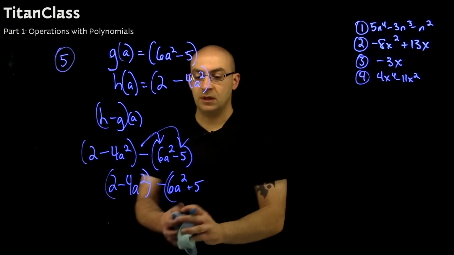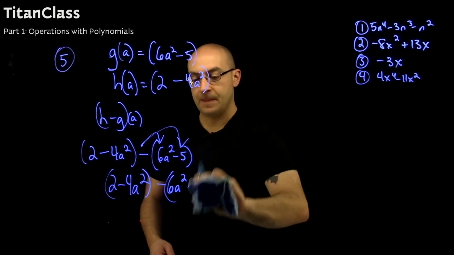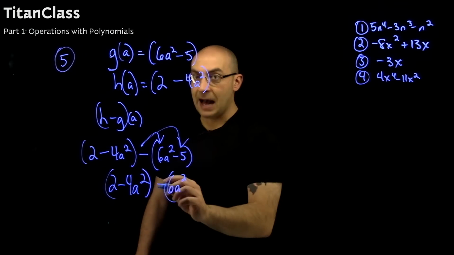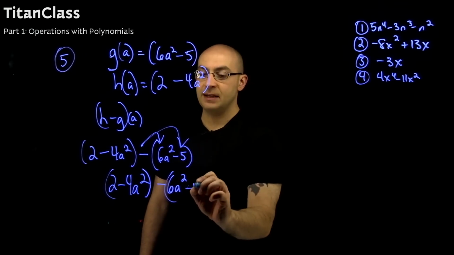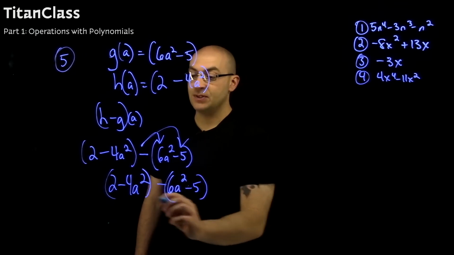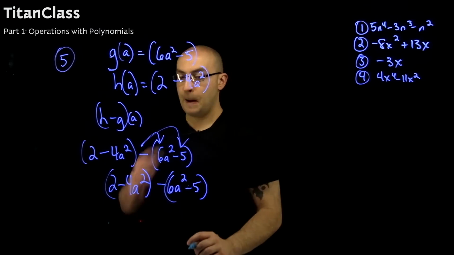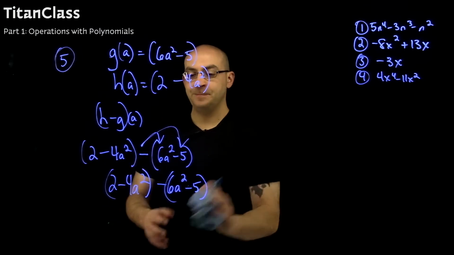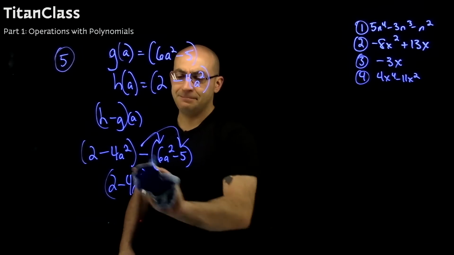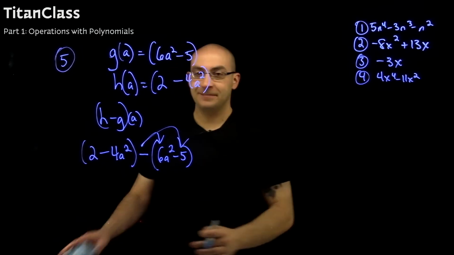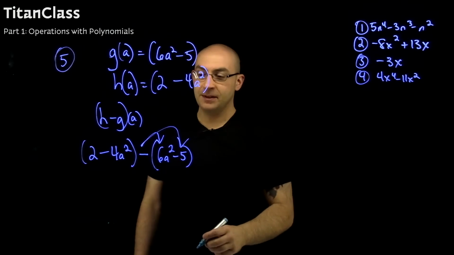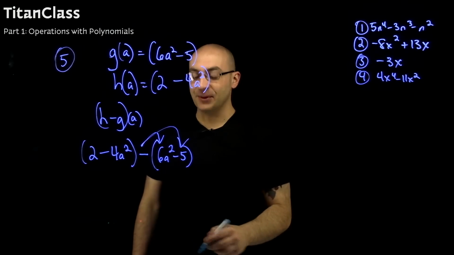Ooh, I jumped ahead too many steps. Minus the quantity of 6a squared minus 5. Now let's change both signs by rewriting. Oh. Get a boo-boo. Let's focus, bro. I don't really want to edit this out because it's important that I show you this, I think.